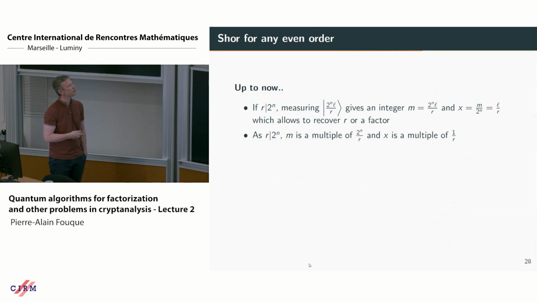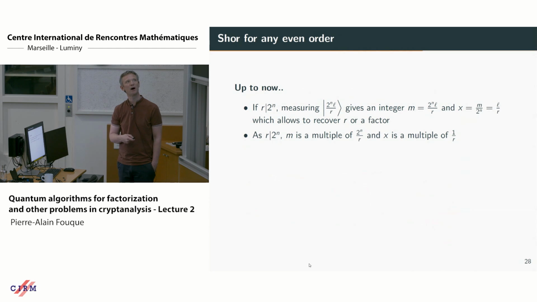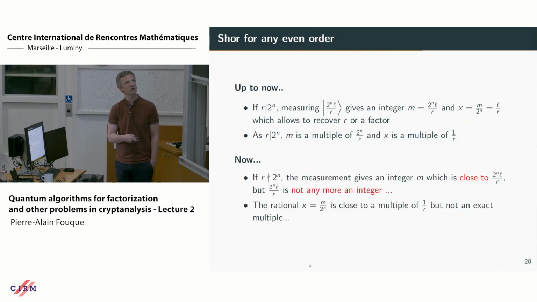Okay, so for instance, if r divides 2 to the n, it's what I called you. So in fact, this value is an integer because r divides 2 to the n, and L is an integer there. And so I can, in fact, compute x, which is this fraction. And when I have this fraction, I can represent it into a much smaller element, and the denominator will be r or a factor of r. Okay? So now, you can see that the value x that I got here is in fact a multiple of 1 over r. Okay, so I am in a good situation.